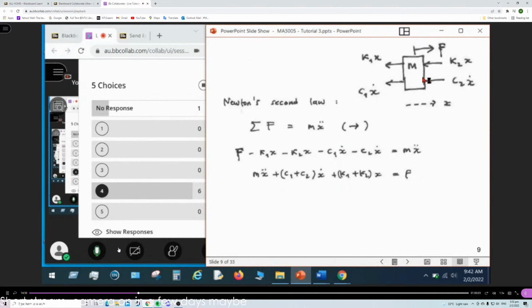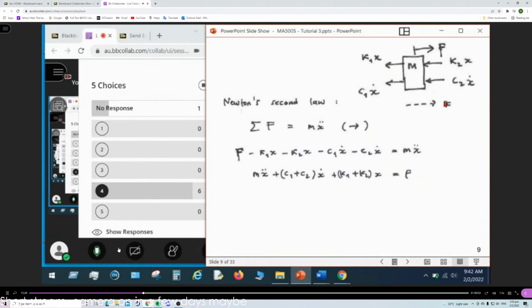With this free body diagram, we can apply Newton's second law. The summation of all the forces equals ma, where a is the linear acceleration, x double dot. We do not consider mg. Why? Because the motion is horizontal, so mg doesn't have an effect.